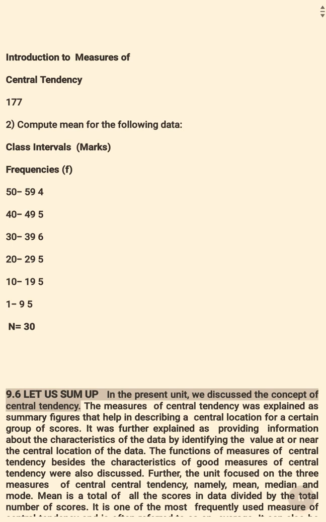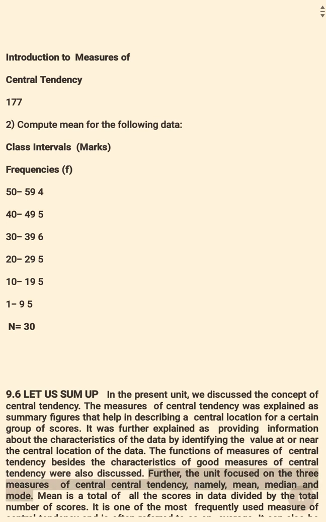9.6 Let us sum up. In the present unit, we discussed the concept of central tendency. The measures of central tendency were explained as summary figures that help in describing a central location for a certain group of scores. It was further explained as providing information about the characteristics of the data by identifying the value at or near the central location of the data. The functions of measures of central tendency, besides the characteristics of good measures of central tendency, were also discussed.